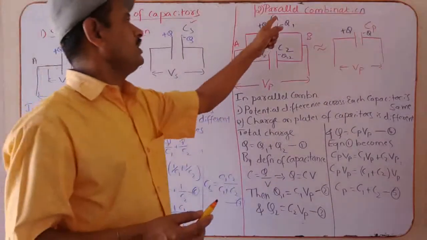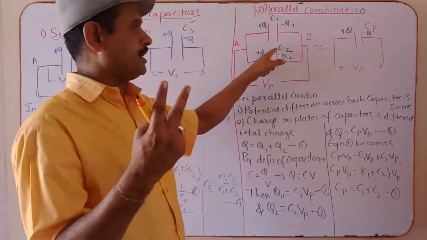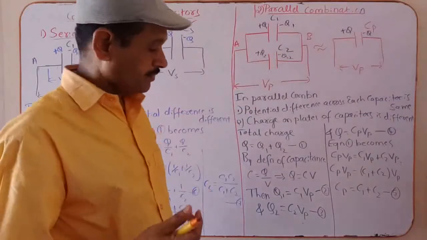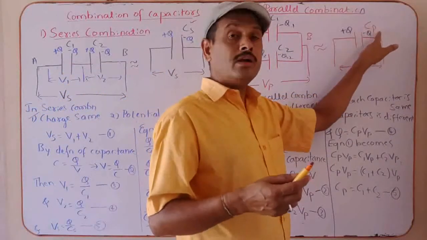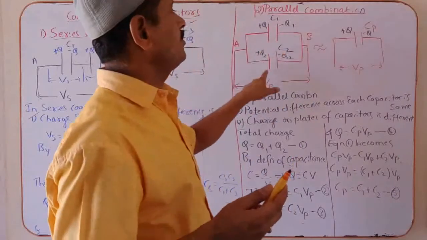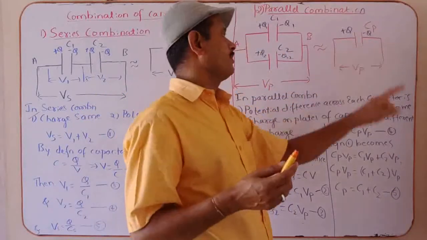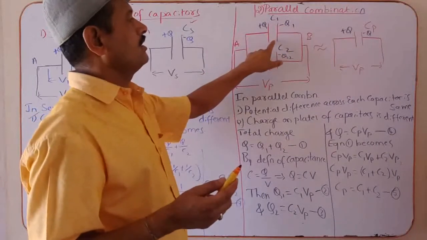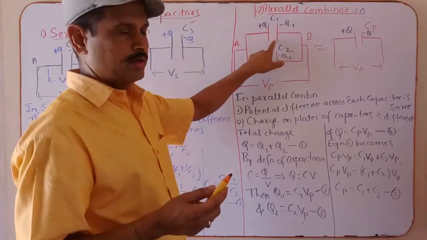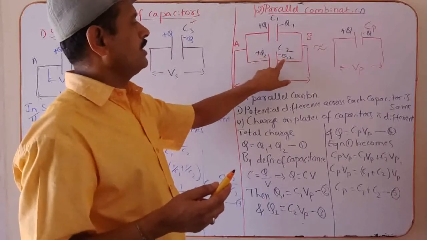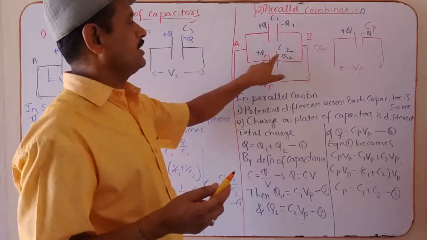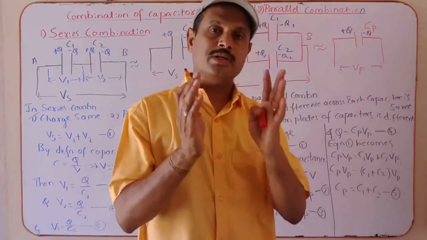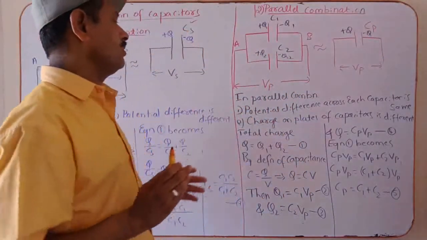Now C1 and C2 are the capacitances of the 2 capacitors. They are connected in parallel across the 2 terminals A and B. Cp is the equivalent capacitance of the parallel combination of the 2 capacitors. Plus Q1 and minus Q1 are the charges on the first capacitor C1, and plus Q2 and minus Q2 are the charges on either plate of the second capacitor, and plus Q and minus Q is the total charge of the parallel combination of the capacitors.